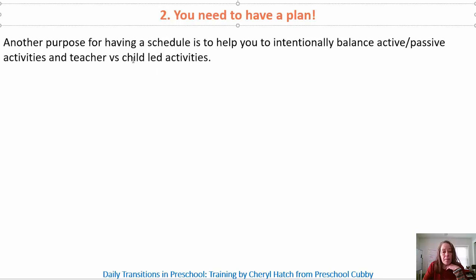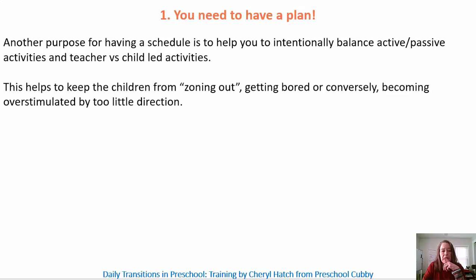Number 2, you need to have a plan. Another purpose for having a schedule is to help you intentionally balance those active and passive types of activities that we talked about, and teacher-facilitated versus child-led activities. It helps keep the children from zoning out or getting bored or becoming overstimulated.